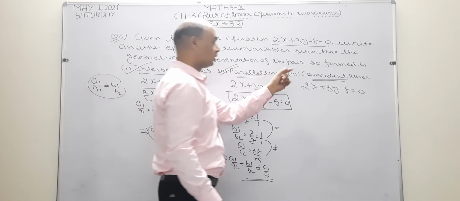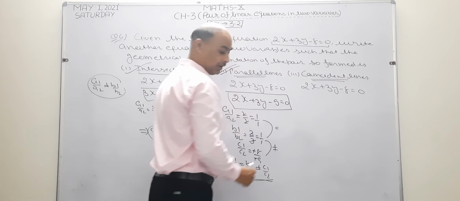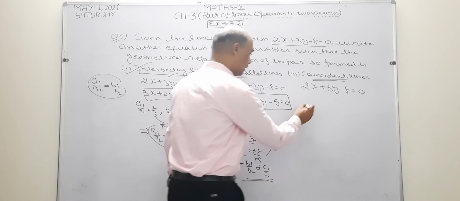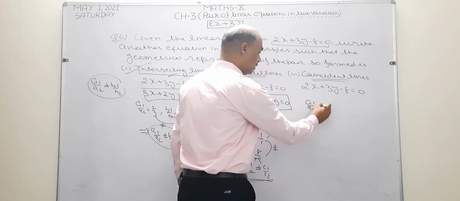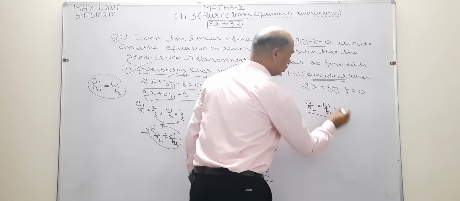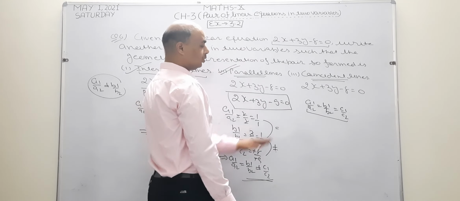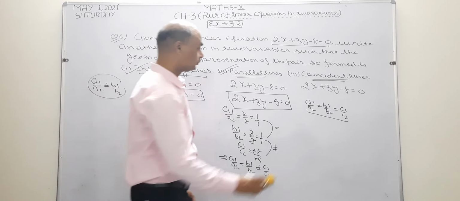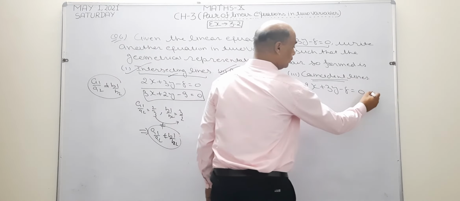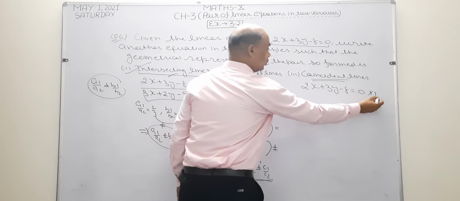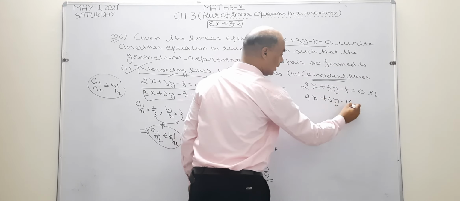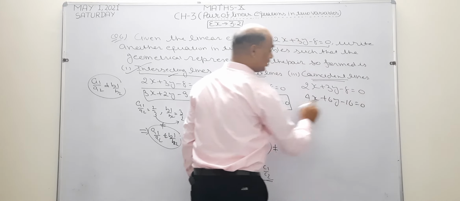Now I want to solve the third part. For coincident lines, we know which type of ratios are there? The ratios A1 by A2, B1 by B2 is equal to C1 by C2. All three ratios are equal to each other. So see what I am going to do. I am going to multiply the given equation by 2. So 2 2s are 4x, 2 3s are 6y, 2 8s are 16. Now this is the second equation.